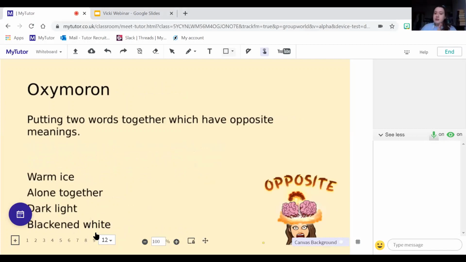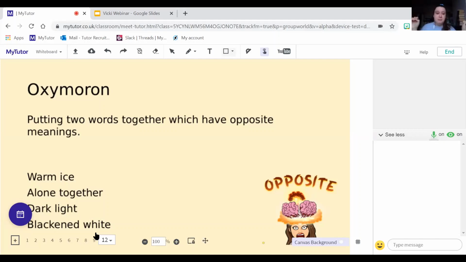Right, okay, oxymorons. So this is where we put two words together which have opposite meanings. So, for example, warm ice, alone together, dark light, black and white. Juxtaposition is slightly different. A juxtaposition is where we have two contrasting ideas. So it's not words, it's ideas. So juxtaposition is a bigger piece of material that you're looking at. Oxymoron is small words that are close, either next to each other or close together.